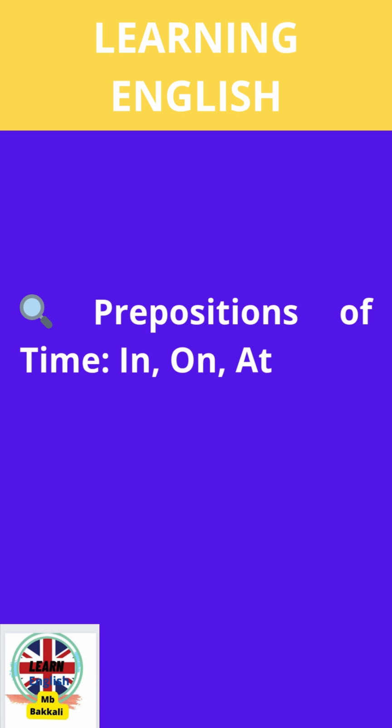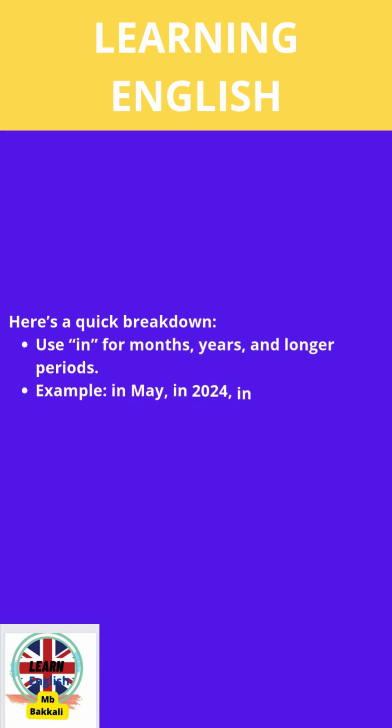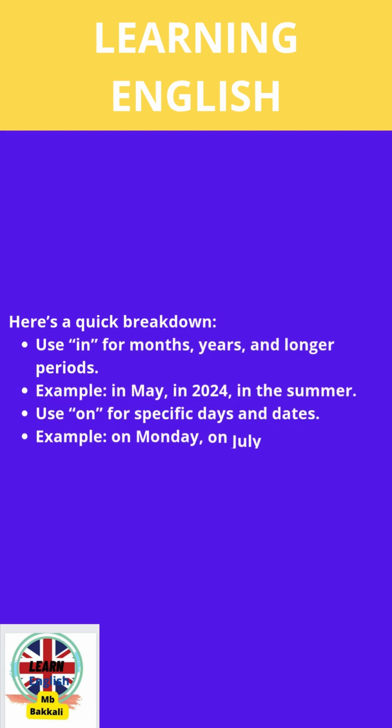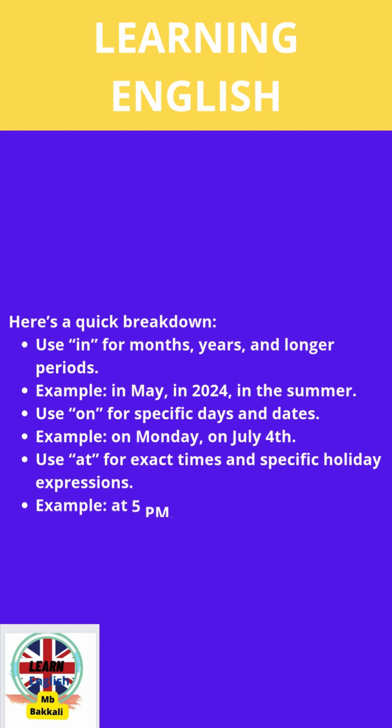Let's move on to prepositions of time, specifically in, on, and at. These tiny words can cause big confusion. Here's a quick breakdown. Use in for months, years, and longer periods. Example: in May, in 2024, in the summer.